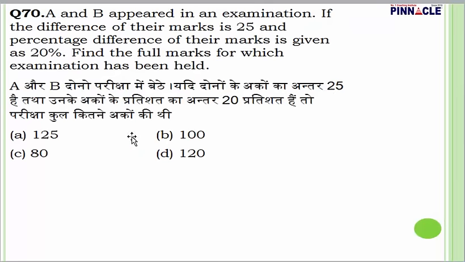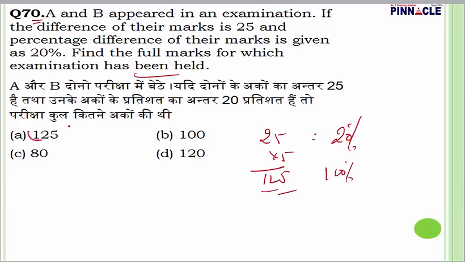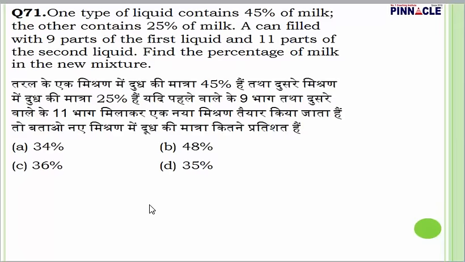The question is, A and B appeared in an examination. If the difference of their marks is 25 and the percentage difference of their marks is given as 20%, find the full marks for which the examination has been held. So here the difference is 25, which is represented by 20%. 100% would be equal to 5 times. That is 125 marks would be the answer. Total marks 125.